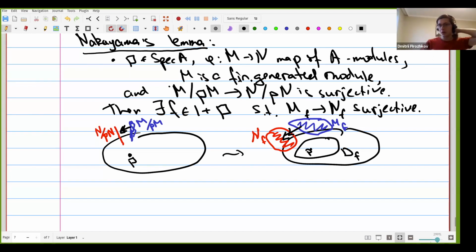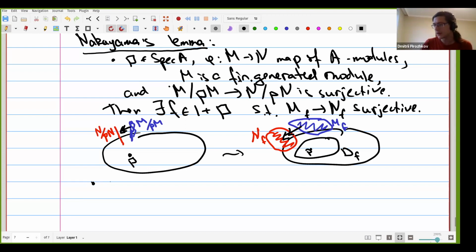So you have checked something at exactly a single point and not even in a small neighborhood of this point, but at the point itself, and concluded that you can find some neighborhood, some distinguished open set, over which the map is still surjective. And so this was one version that is closely aligned to the way I structured my talk, but there are other versions.